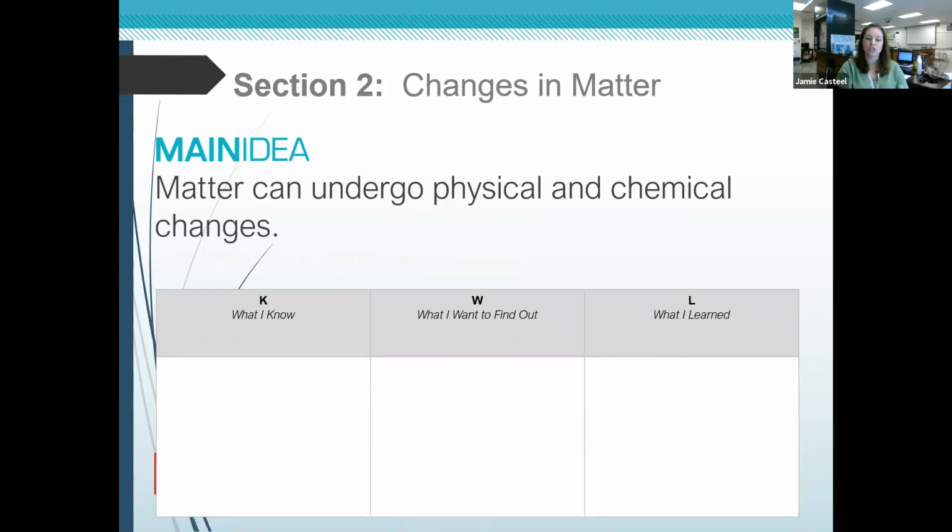All right, so section 2, we're doing changes in matter here. So take a second. If you needed to go back, go do that real quick. I'm moving as quickly as I can to keep this short. So if you need a second, take it. Okay, the main idea in section 2 is that matter can undergo physical and chemical changes. Remember, we talked about properties: what is it like, what does it do? And now we're going to talk about the difference in those changes. These kind of blend together with last section.